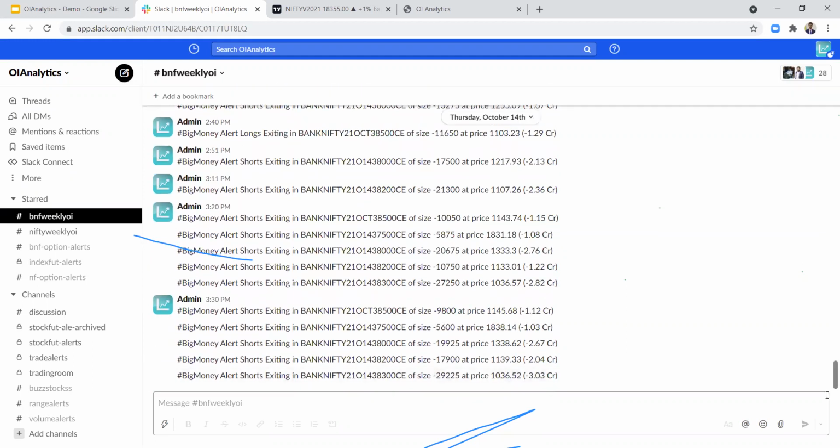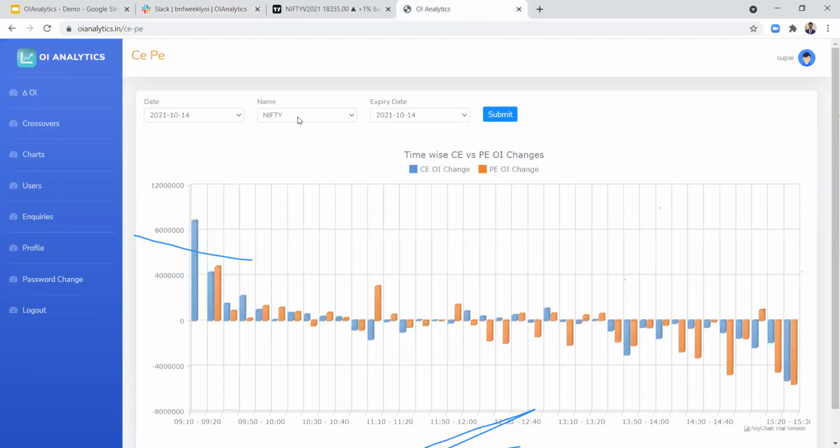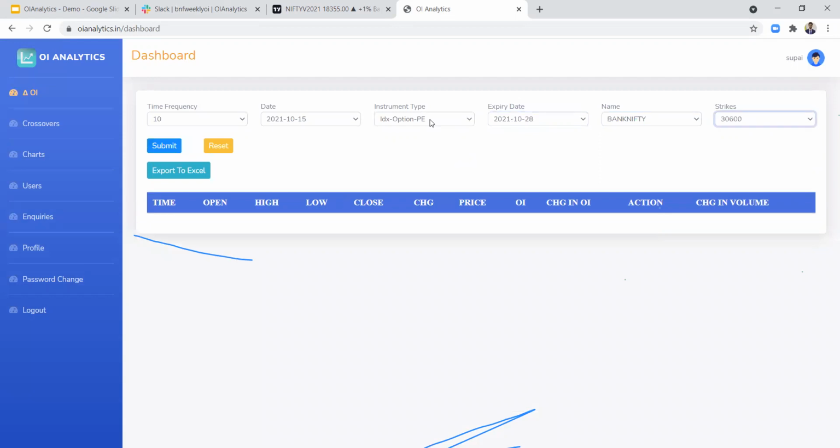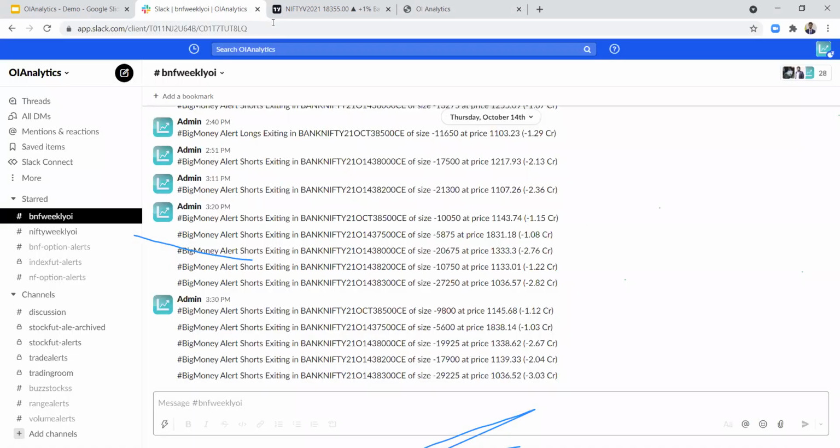Sujan, when was that 39,000 put? Do you remember? October 8, around 8/6. October 4th. Check from October 4th. Is it 4th? Yeah.